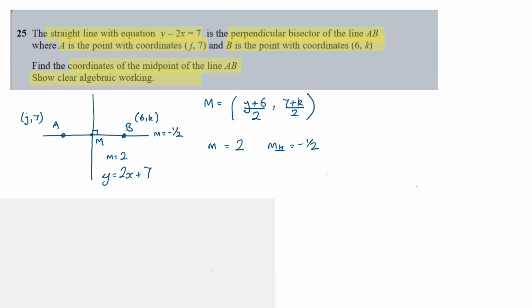Well, the first thing I know is I know the gradient of A to B is minus a half, because I got that from the negative reciprocal. So therefore, I can set up an equation whereby the change in A to B, in other words, k minus 7 over 6 minus j, as I've written down here, well, I know that is equal to minus a half. That's my gradient equation, rise over run, changing y over changing x.